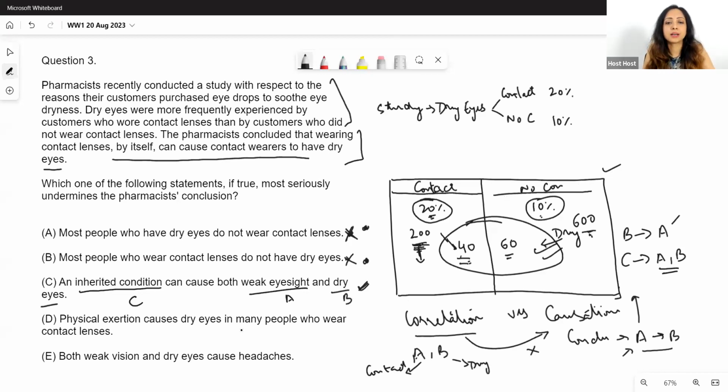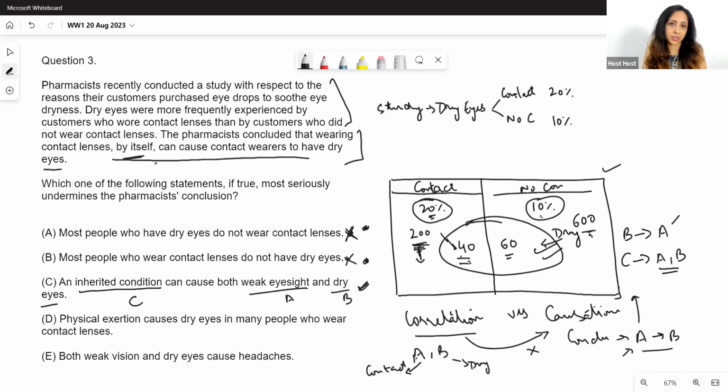Physical exertion causes dry eyes in many people who wear contact lenses. Now, this is another option that really confuses people. People seem to think that if you wear contact lenses and then you exert yourself, that causes dry eyes. So perhaps it is not the contact lenses, especially because of the word "by itself" written here, right? They think it's not the contact lenses causing the dry eyes, but the physical exertion.